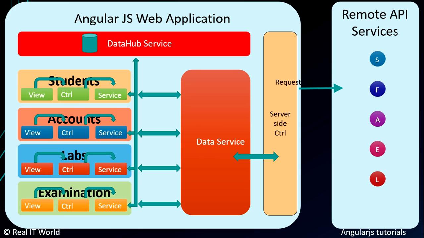From this server side controller, I will prepare my request, then communicate with remote API services. These are the services: student service, faculty service, accounts, examination, libraries, labs, like this. So I make a request, then I get the response from the remote API services to my server side controller. Then my server side controller will pass that on to the data service. The data service will call the callback function we are sending from the students module, or whatever module we are calling. So like this the data flow will happen.